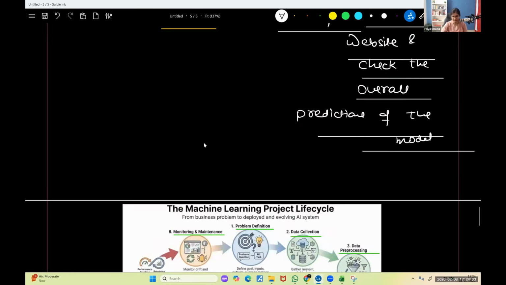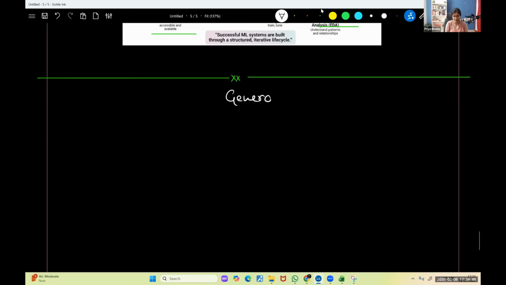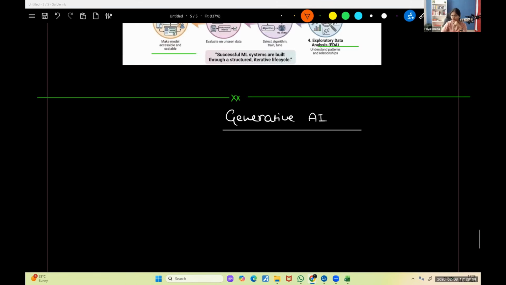From this part of the discussion, now we will start our new discussion, the second part of today's discussion, which is about generative AI. And we will learn how in a generative AI project the complete flow will be. But before jumping towards that, if you have any questions so far, please ask me. Now, let's talk about what is generative AI.